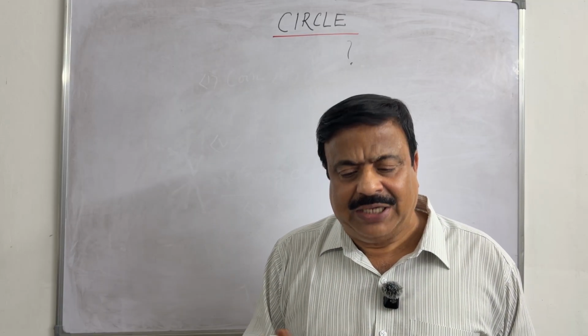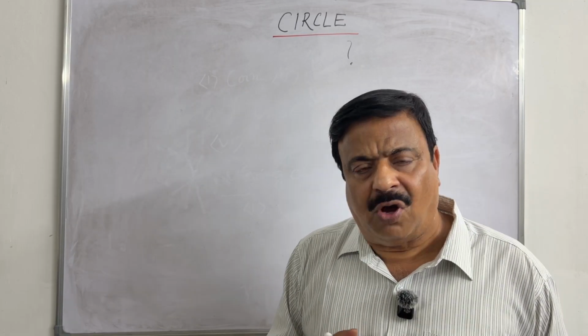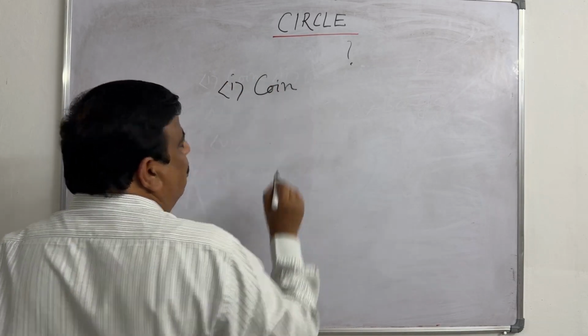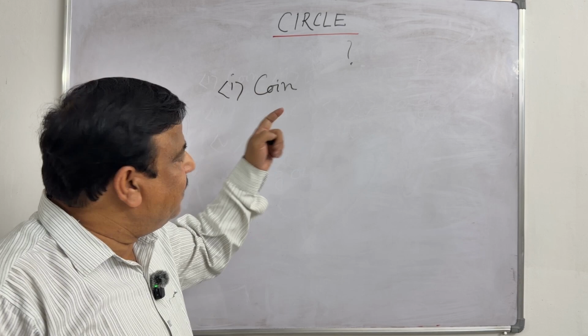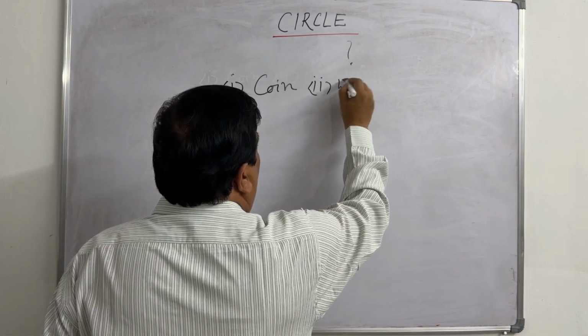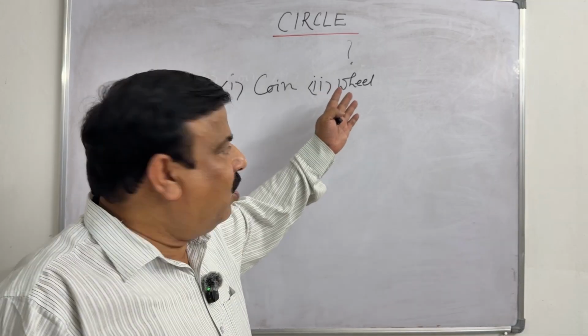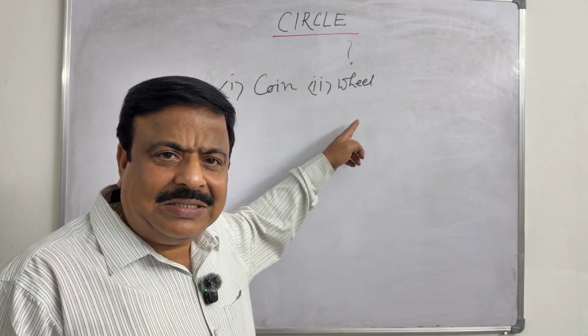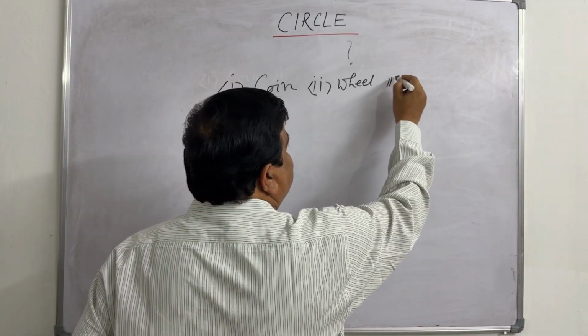ओके, चलिए देखते हैं कुछ प्रैक्टिकल एग्जांपल्स ऑफ ए सर्कुलर शेप. व्हाट इज द शेप ऑफ ए करेंसी कॉइन? जो कॉइन होता है इसका शेप क्या होता है? इट इज ए सर्कल. टेक अनदर एग्जांपल. व्हील, बाइसाइकिल व्हील और कार व्हील. व्हाट इज द शेप ऑफ द व्हील? द आंसर इज सर्कल.